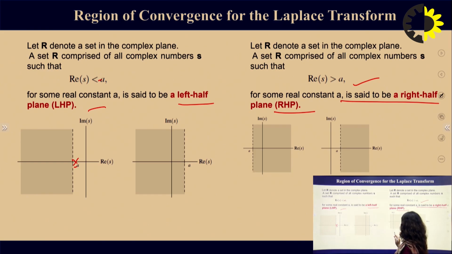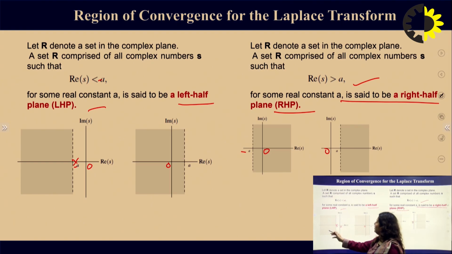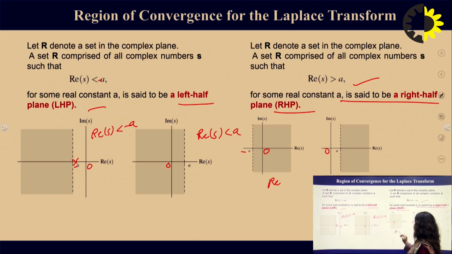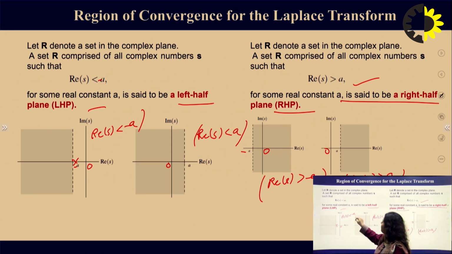It can be minus a, or it can be minus a and a. This is 0 basically. This line is showing 0. So according to this, you can see that it is minus a, it is a, and then above 0 is a, and below 0 is minus a. So below minus a, that is real of s less than minus a. This is real of s less than a. Again real of s greater than minus a, and real of s greater than a. So these are 4 conditions for which we are deciding whether it is in the left half plane or in the right half plane.